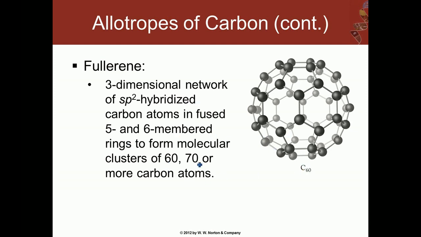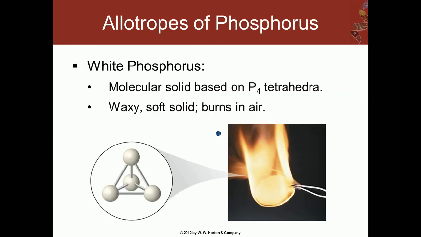You can also shape these things into tubes, and so we can make carbon nanotubes, and these molecules have all sorts of interesting properties. In fact, nanotechnology is a big area of research today, looking at properties of these clusters of molecules. So now we're going to look at some allotropes of some different elements. So now we'll look at phosphorus. Phosphorus is a nonmetal, and there are two forms.